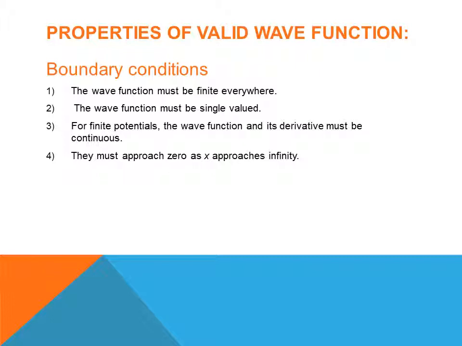In this slide, we can see properties of a valid wave function. Now we can describe the boundary conditions. In order to avoid infinite probabilities, the wave function must be finite everywhere. In order to avoid multiple values, the wave function must be single valued. For finite potentials, the wave function and its derivative must be continuous. This is required because the second order derivative term in the Schrodinger equation must be single valued. They must approach zero as x approaches infinity in order to allow normalization.